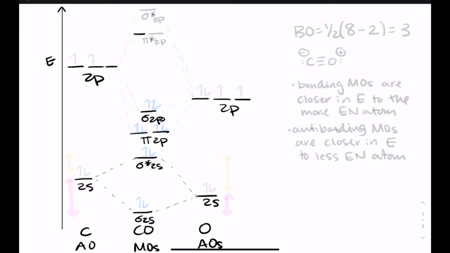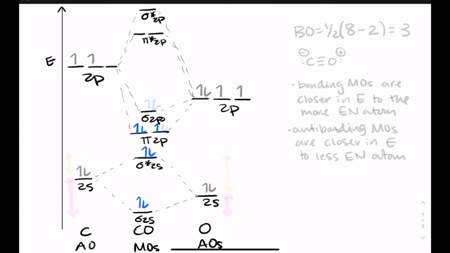I still have the same things overlapping. So I still have a 2s and a 2s that make a sigma 2s MO and a sigma star 2s MO. With the p orbitals, I still get the pi 2p's, and this is a second order diagram. My pi 2p's are the lowest energy in this section, then the sigma 2p, then the pi star 2p, and then the sigma star 2p.